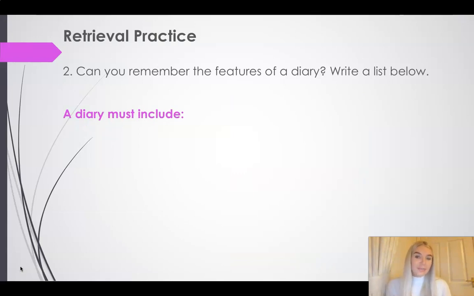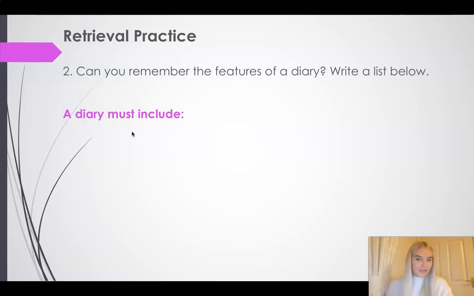Another retrieval question here based on yesterday's learning. Can you remember the features of a diary? Thinking of all the things that we've learned so far, that we've spent lots and lots of time working on lesson by lesson to try and perfect these features of a diary and use them correctly. I would like you to write a list on your piece of paper. You need to include the sentence, a diary must include, colon, and then start to make a list of all the things that you remember from yesterday's lesson that a diary must include. So pause the video here and make a list, please.